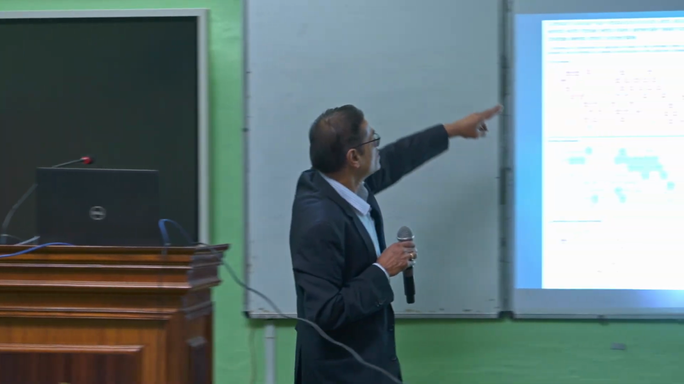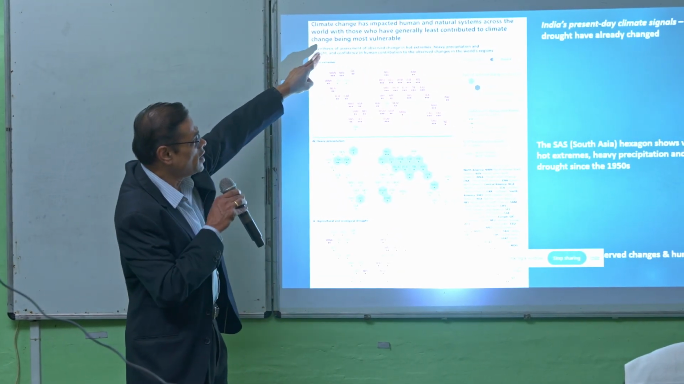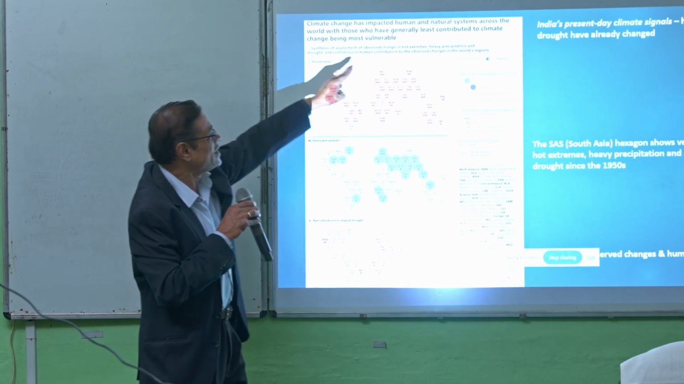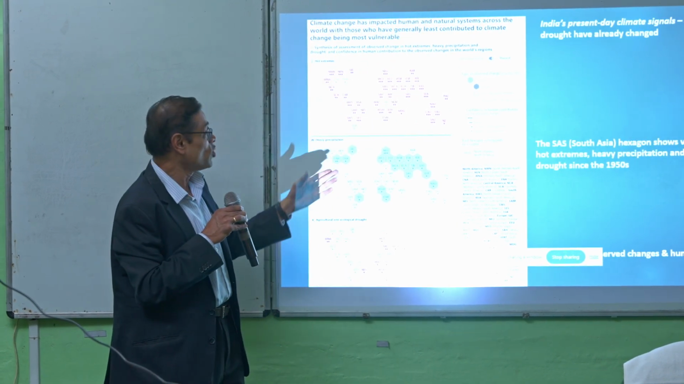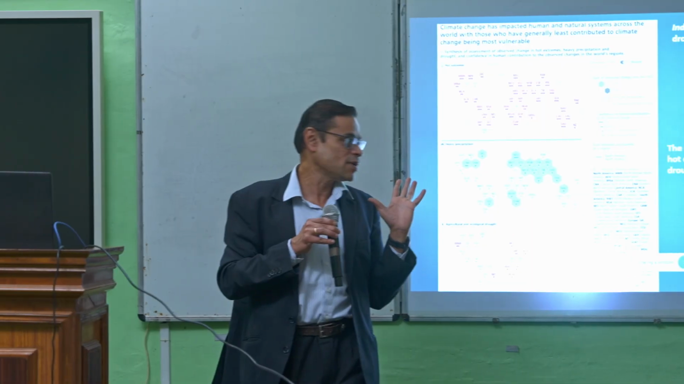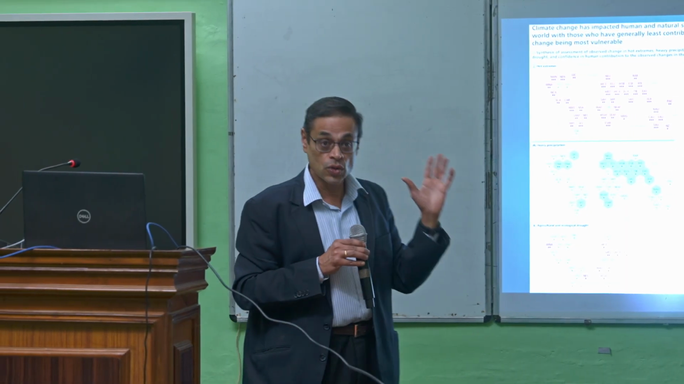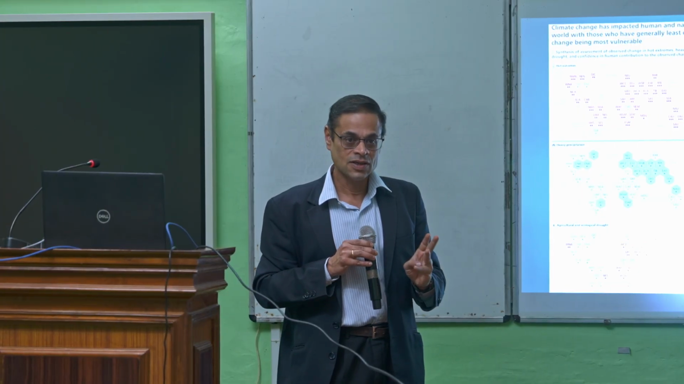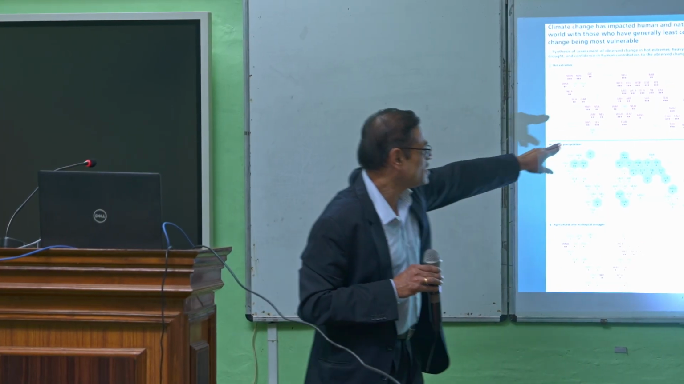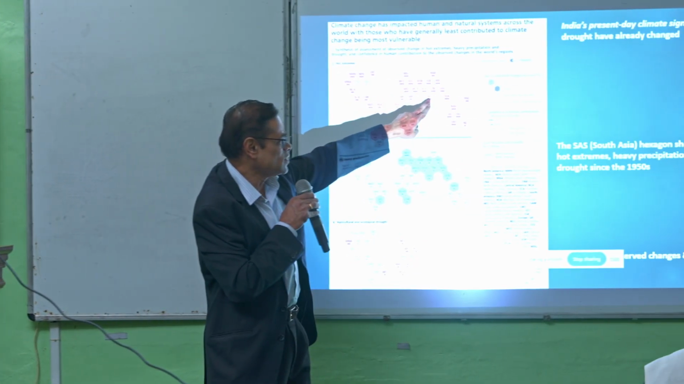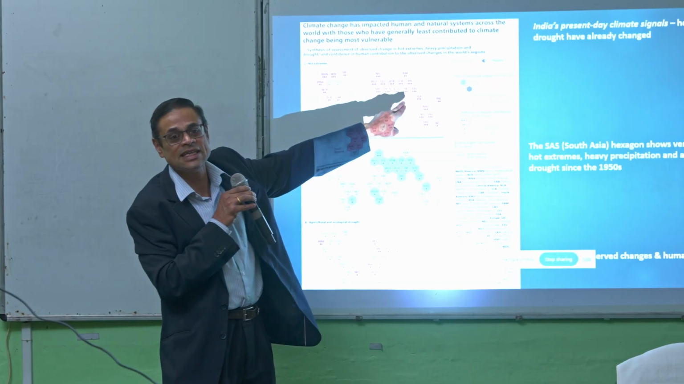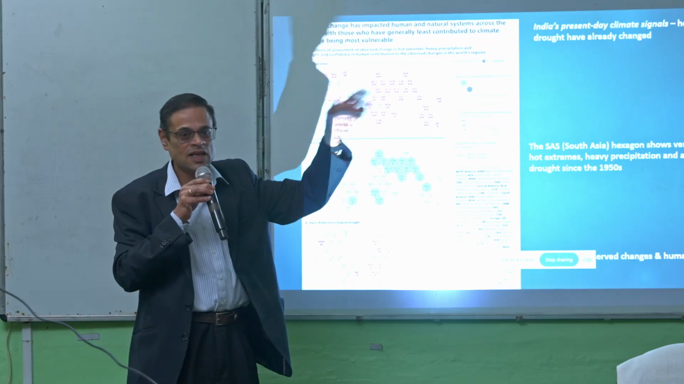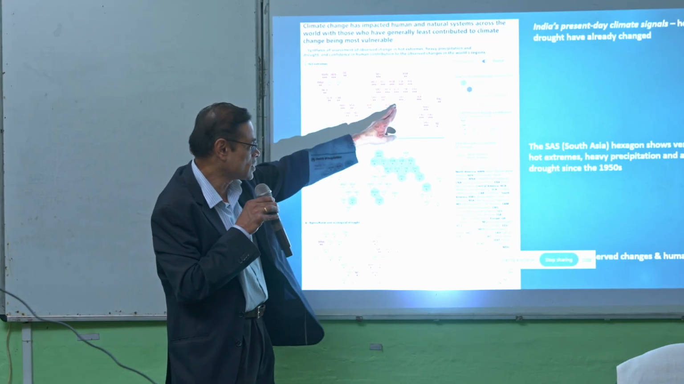So what they say here is climate change has impacted human and natural systems across the world, and those who have least contributed to climate change are most vulnerable. It's a very powerful statement, meaning I think I alluded to this point before. The countries that are polluting less are getting impacted. That's what they're saying. Each of these hexagons or regions, so let's say SAS means South Asia, right? South Asia, that includes India, Bangladesh, Sri Lanka, Nepal, whatnot, all those countries.